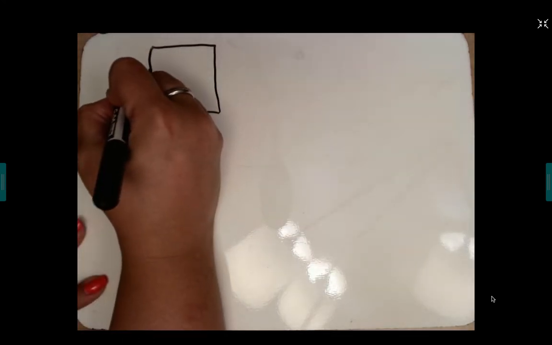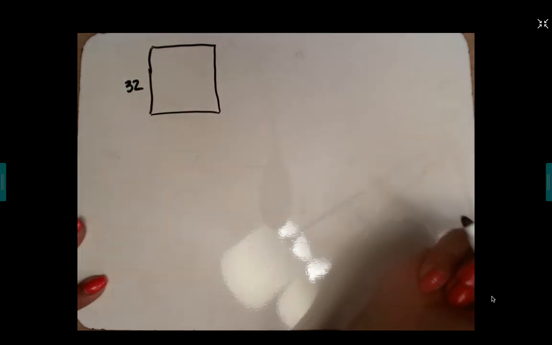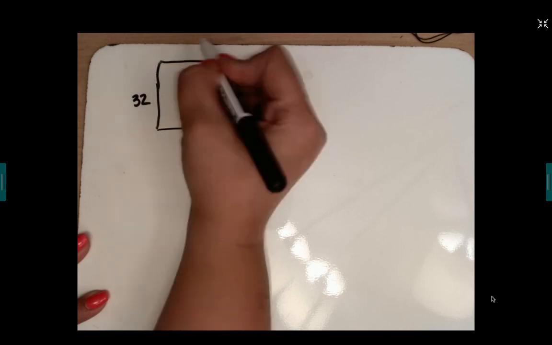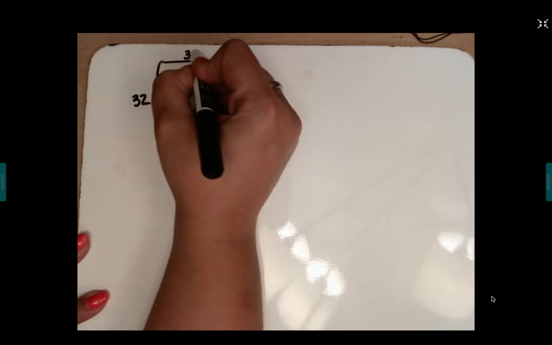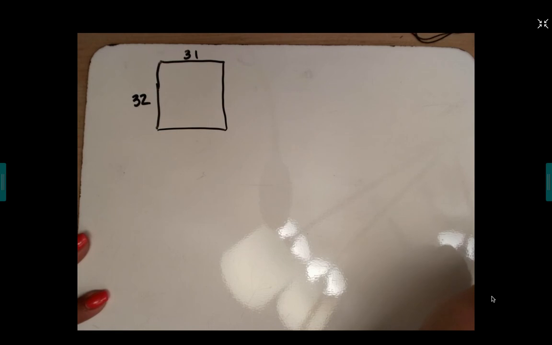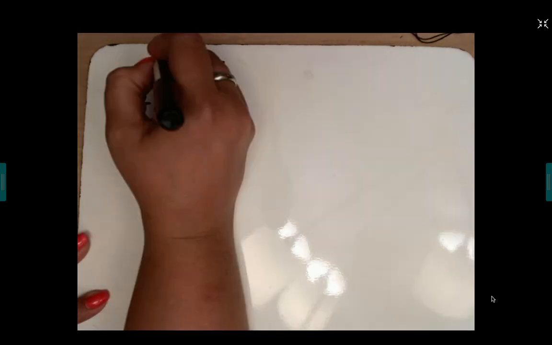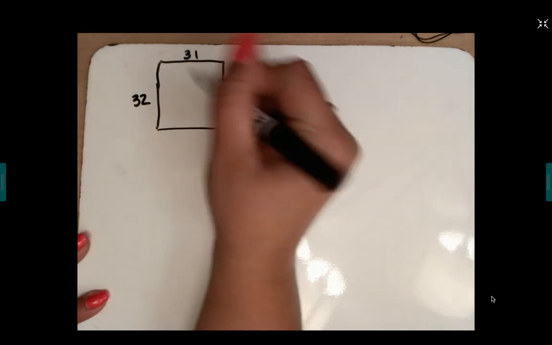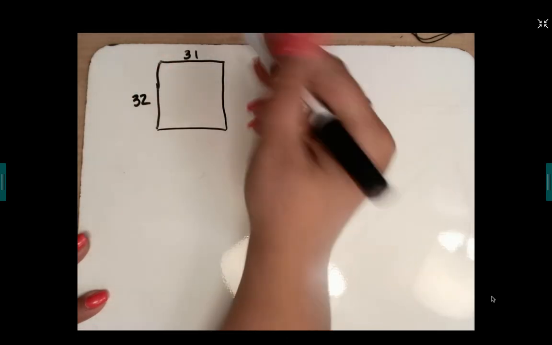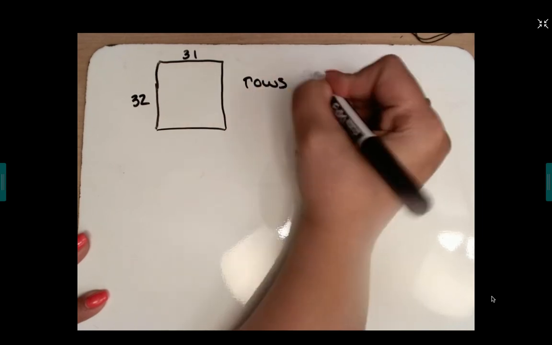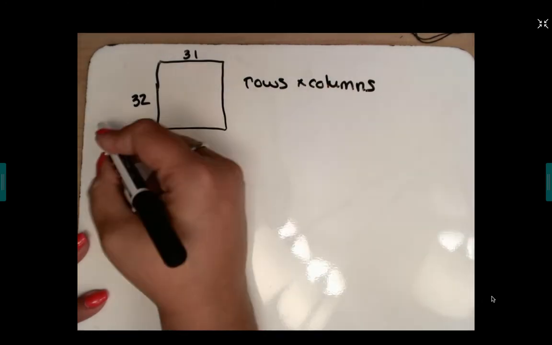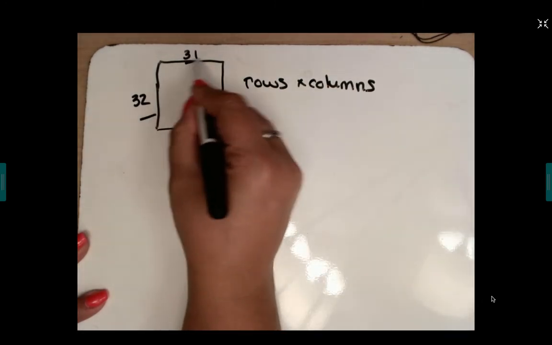And our sides here, this one is 32, okay? And our width here is, say, really close to that. We'll say 31, okay? So just a little bit shorter. Now, the same formula applies. I'm not going to sit here and try to draw 32 rows and 31 columns, but rows times columns still works. So 32 times 31.